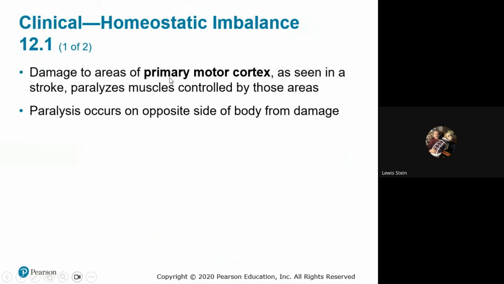We'll get a hemisection. And this is talking about when stroke on the left side affects the right, stroke on the right side. You remember me telling you about it.